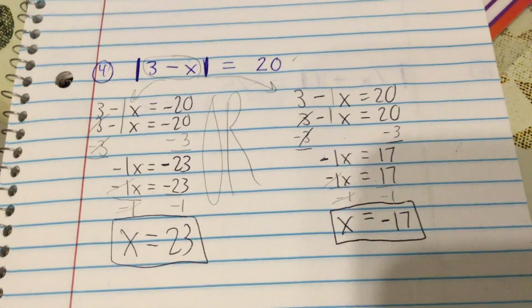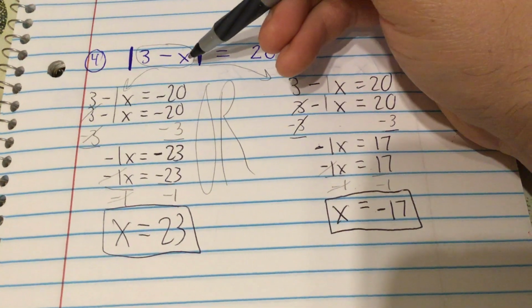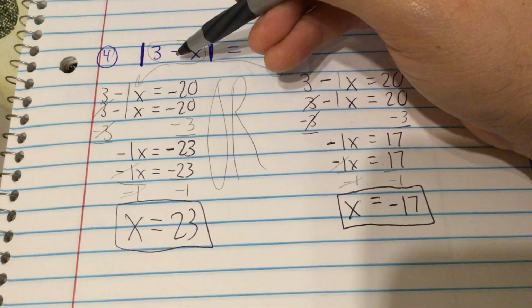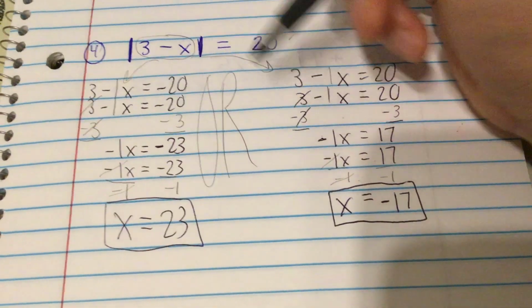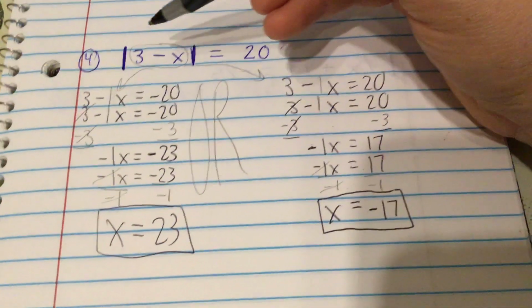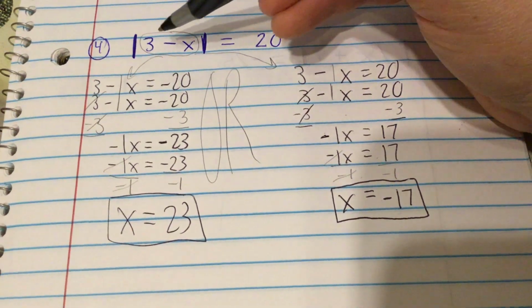X equals negative 17. Remember, even if there's a negative in front of x, I'm plugging in place of the x. So that's going to be 3 minus blank. So what goes in the blank this time? Negative 17. So that'd be 3 minus negative 17, or the double negatives.